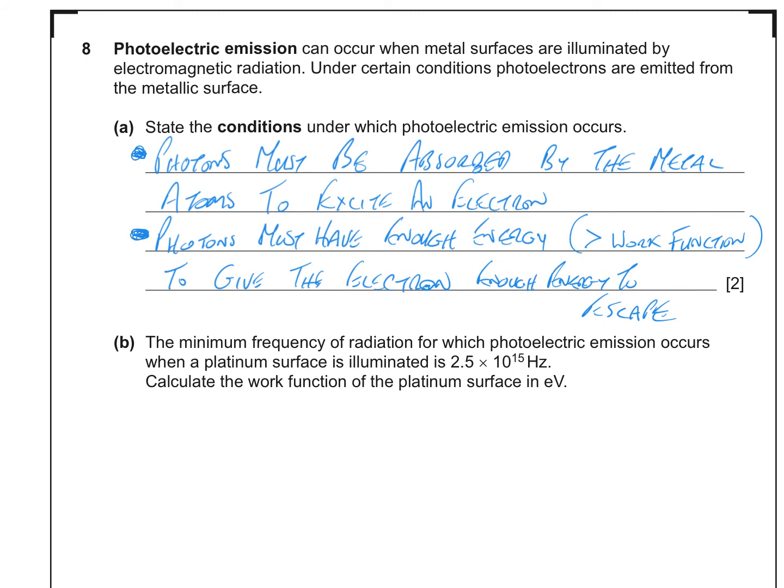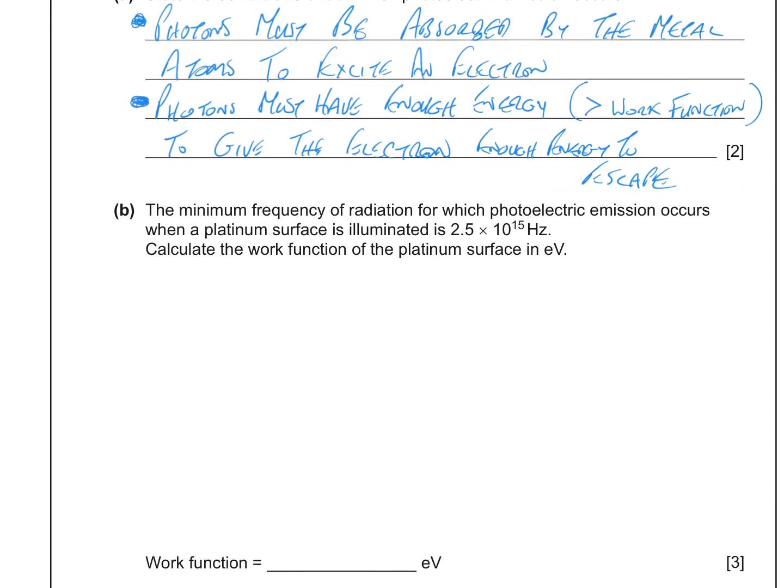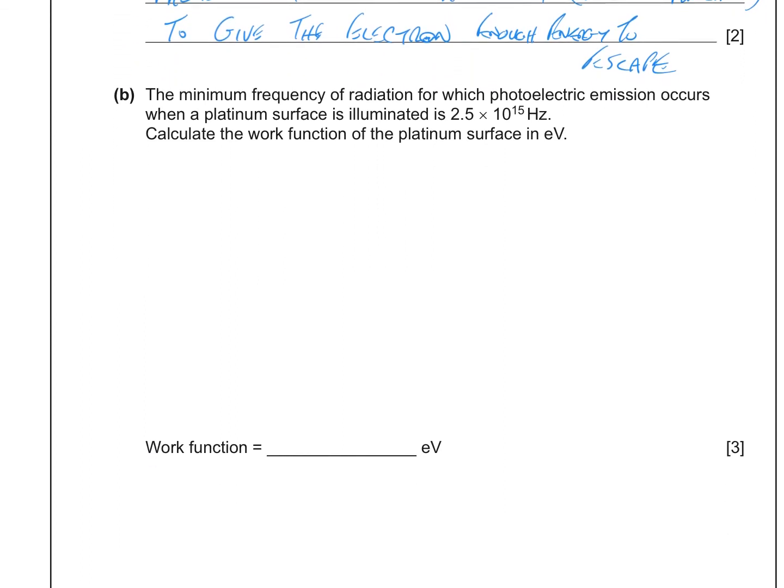Part B, the minimum frequency of radiation for which photoelectric emission occurs when a platinum surface is illuminated is 2.5 times 10 to the 15 Hz. Calculate the work function of the platinum surface in electron volts.